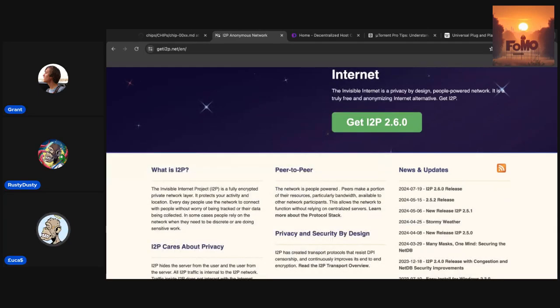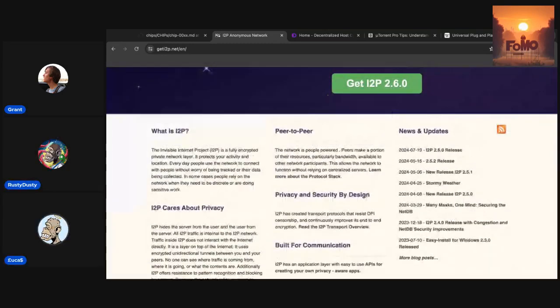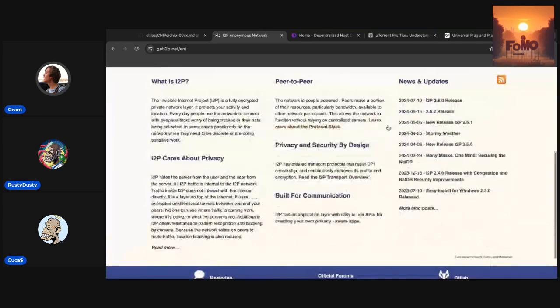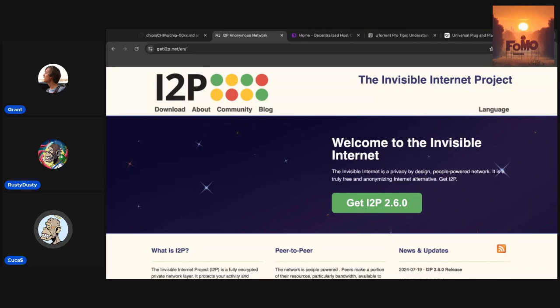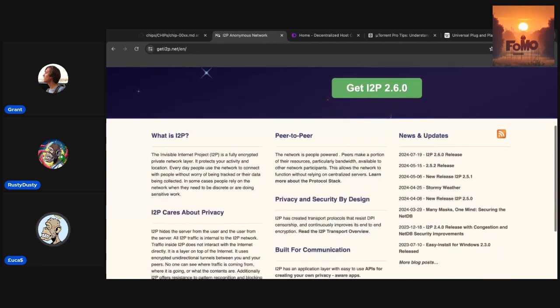I know it was a movement for peer to peer internet, maybe 10 years ago. Looks like something's still happening with it. New updates and stuff. I don't know. Is this the right thing? Does this look right? Invisible Internet Project? Well, I haven't heard it called the Invisible Internet Project, but yeah, I2P.